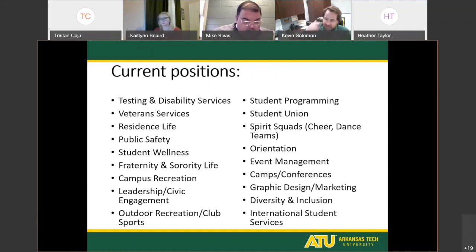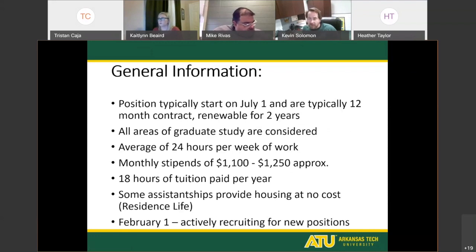So if we could kind of click to the next slide. Okay, so our general information about that. We start July 1, 12-month contract renewable for 2 years, pending you do your job well, you keep up your grades. All areas of graduate study are considered. You'll average about 24 hours of work per week. And I use the word average because if you're doing an assistantship in fraternity and sorority life, during sorority recruitment, you will probably work 85 to 90 hours that 5-day period of recruitment.